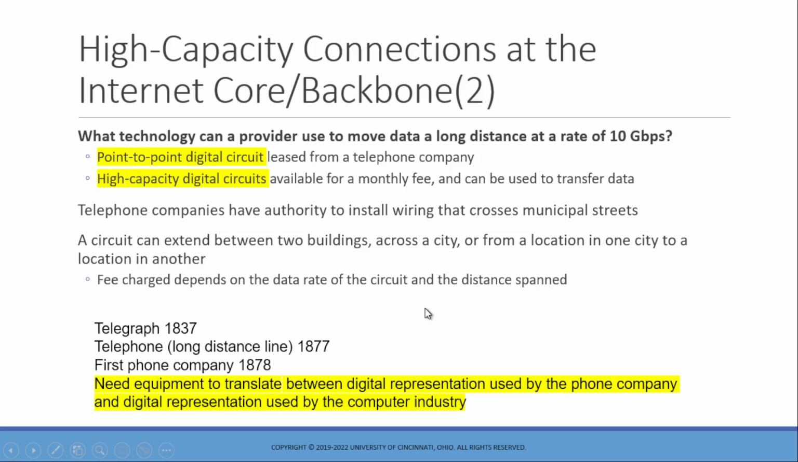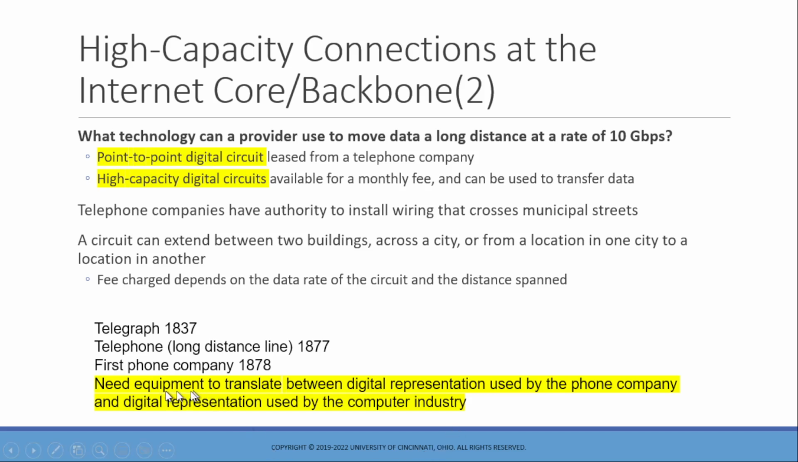So how does that work? Well, they use either point-to-point digital circuits or high-capacity digital circuits. The key term there is a digital circuit. Telephone lines, or telephones, have been around since the late 1800s. It's a really old technology. Modern computers and modern networks, right, LANs, use modern technology.